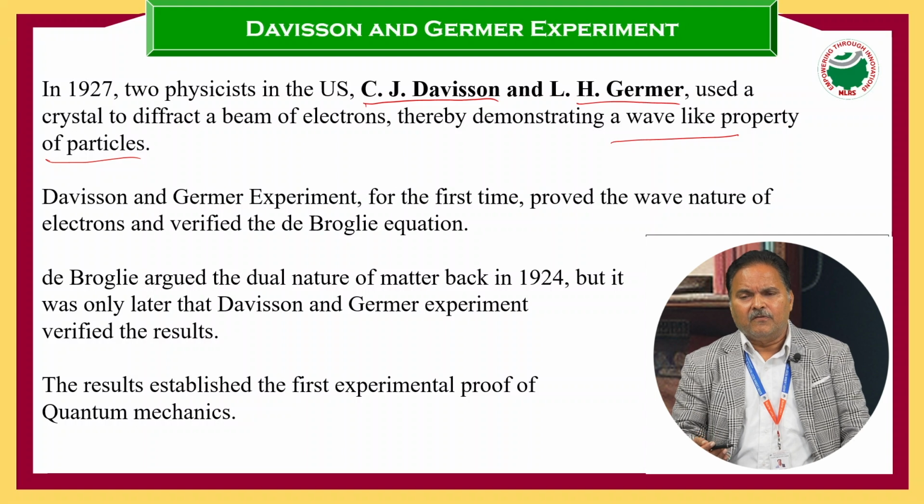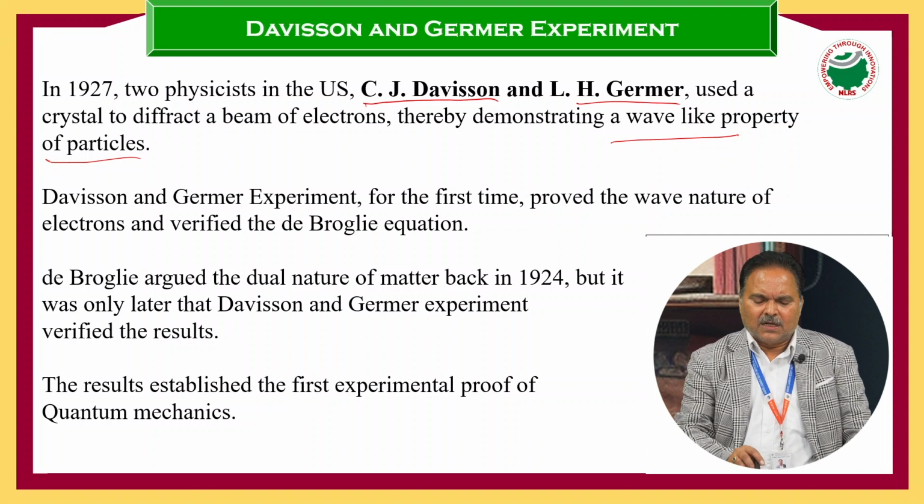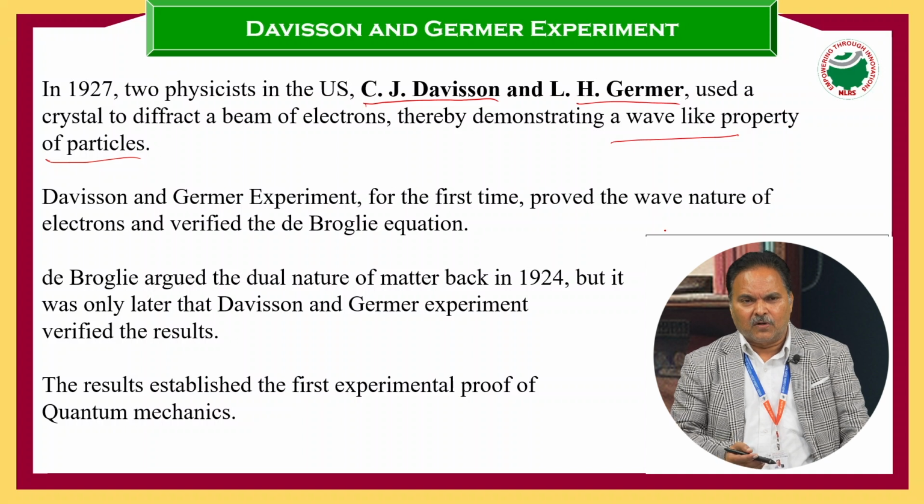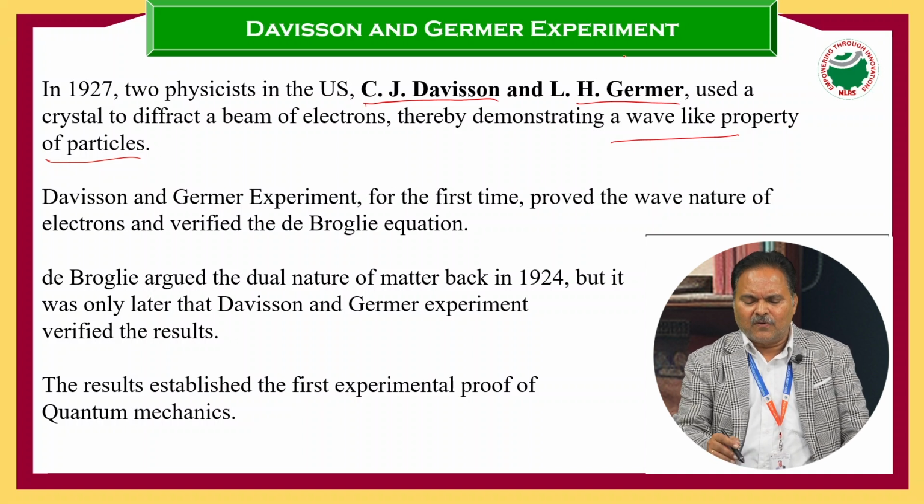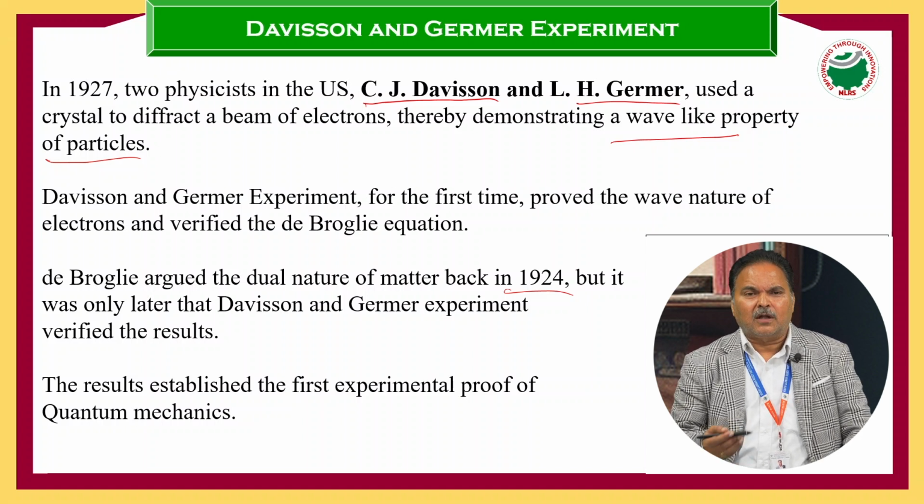How they proved it, we will study. In that experiment, for the first time, the wave nature of electrons was proved and the de Broglie equation was verified. This is a proof of the de Broglie equation as well as of the dual nature of matter waves. They made it in 1927, but the de Broglie hypothesis came in 1924. This experiment is also a proof of quantum mechanics.